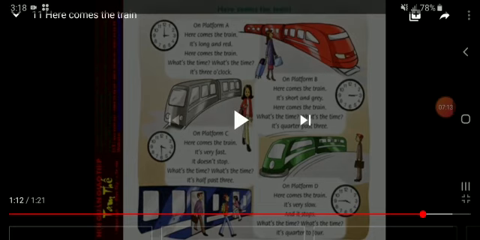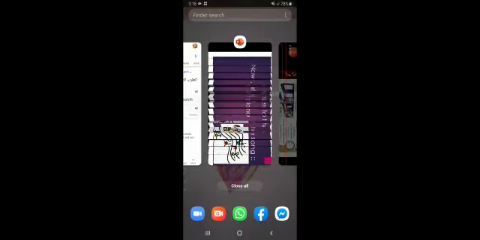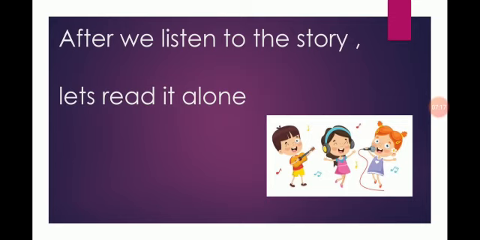4:45. So after we listen to this song, let's start to read it along. Here comes the train. On platform A, here comes the train. It's long and red. Here comes the train. What's the time? What's the time?